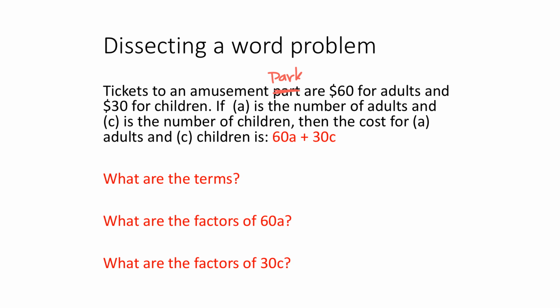Okay, so the way that we would start using this is that we would start using this to dissect a word problem. And it's important because we need to understand what all of these numbers and all of these unknown items represent and how they get put together.